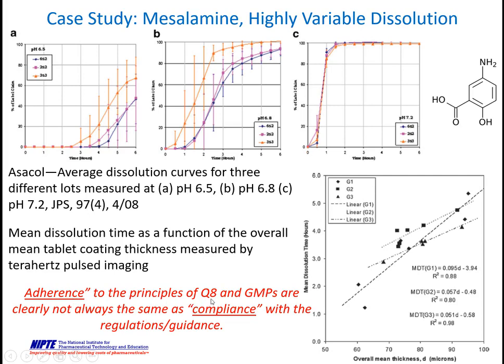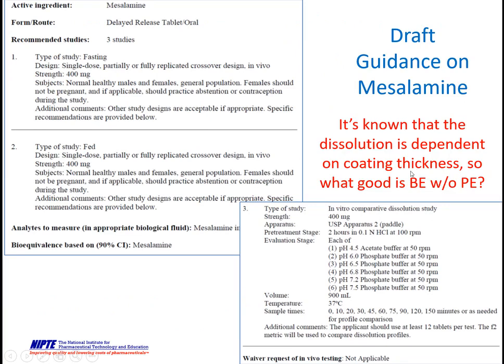And the message here that comes out of the paper by Ajaz Hussain is essentially that adherence to the principles of ICH Q8 and GMPs are not always the same as compliance with the regulations or the guidance. So the USP may say that you have to have a Q of not more than 20% in 30 minutes and not more than 80% in 60 minutes or whatever it is. But that doesn't necessarily tell the whole story. And there's another case with methylphenidate that's pretty interesting that has a similar message that you may be aware of. And this led to a guidance which basically said that you should be doing more discriminating dissolution testing.